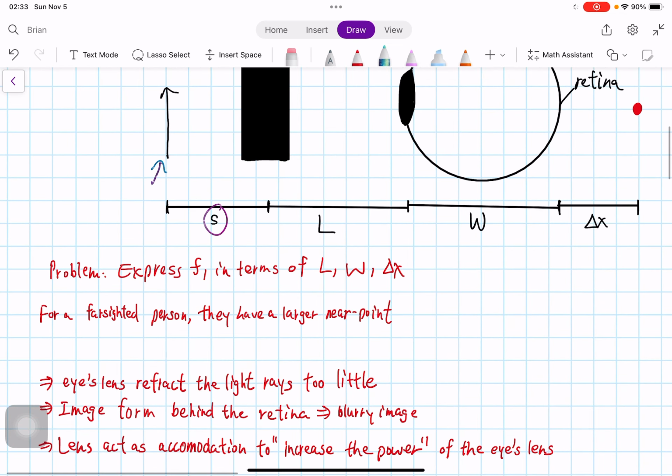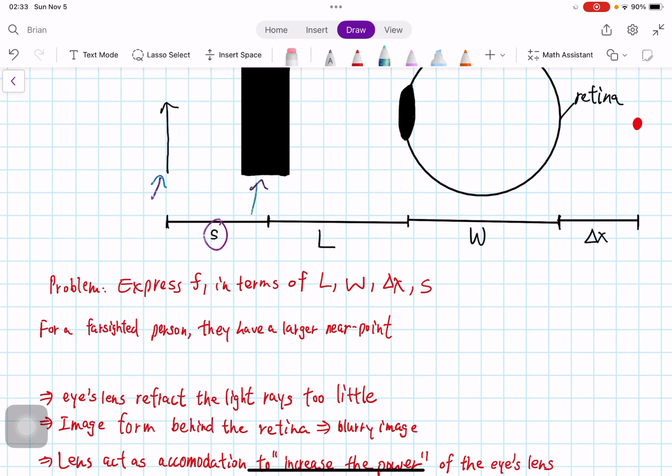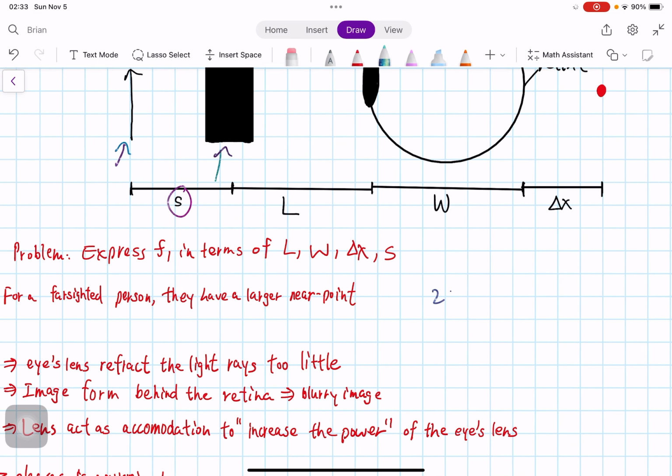So we're trying to express f1, which is the focal length of this lens, in terms of L, W, delta x, and s. I forgot to put s here. For a farsighted person, they have a larger near point, which means that a normal person has a near point of 25 centimeters. They have a near point greater than 25 centimeters.